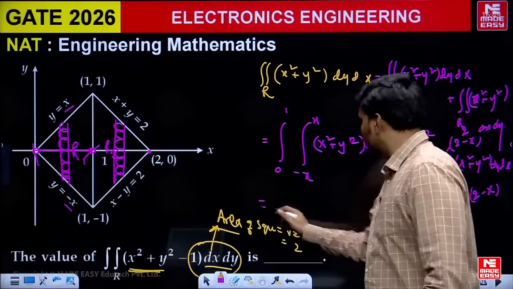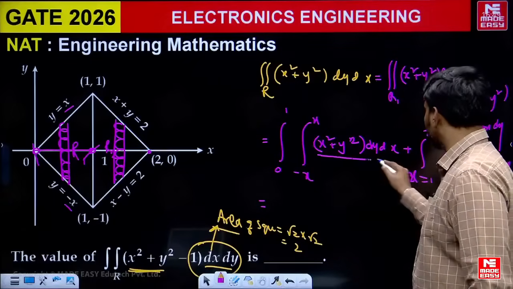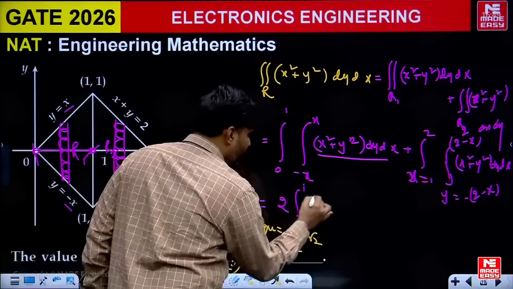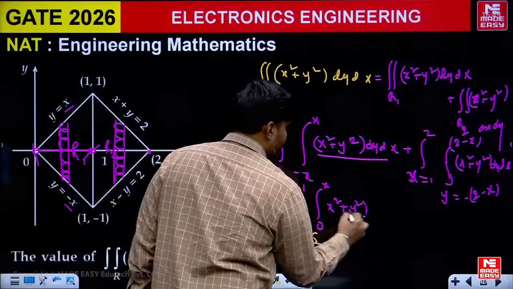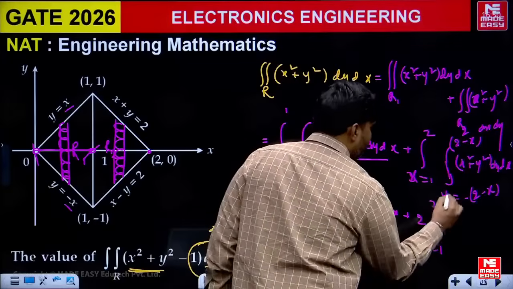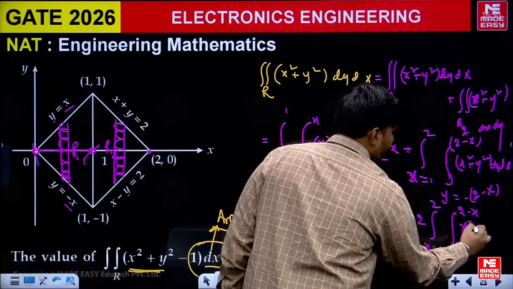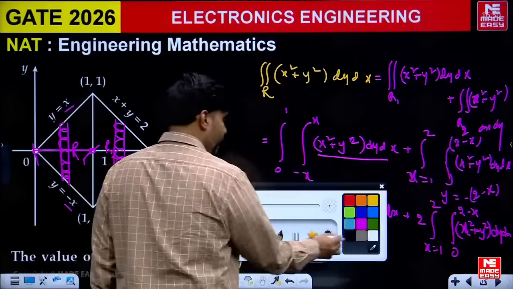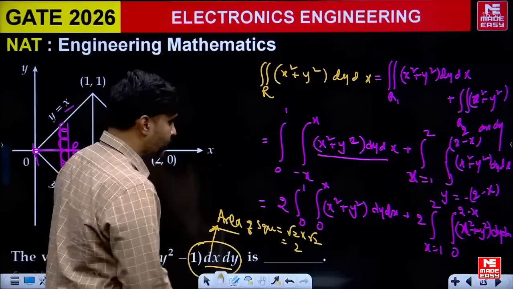Now you know that this is from -x to x, so you have to check whether the function is even or odd. You know that this is completely even, so this integral becomes 2 times the integral from 0 to 1 and 0 to x of x² + y² dy dx, and this one also becomes 2 times the integral of x from 1 to 2, then 0 to 2 - x, of x² + y² dy dx. So what is the answer of this? Check once.